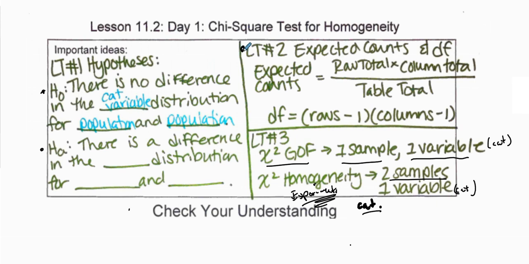Now, there's a different way of finding expected counts as well. When you're doing expected counts and degrees of freedom, we find expected counts by going row total times column total divided by table total. That's how we're going to find expected counts, and we'll go through that in just a little bit. Our degrees of freedom are rows minus 1 times columns minus 1. That's how we figure out degrees of freedom. This will all make sense in a little bit when we do an example.